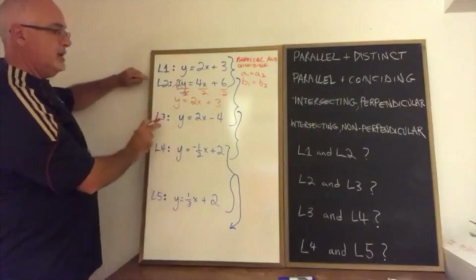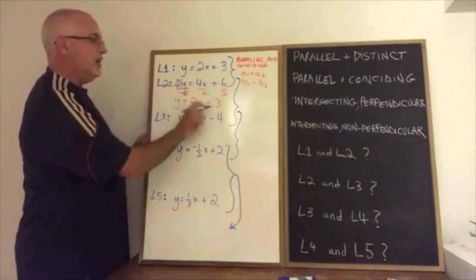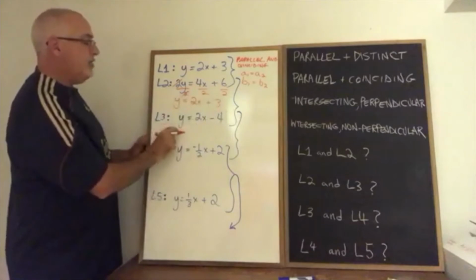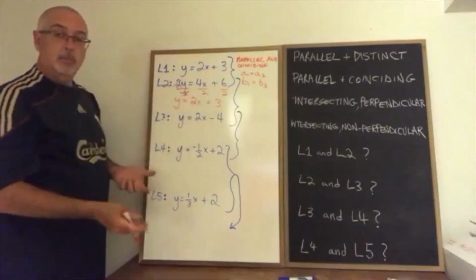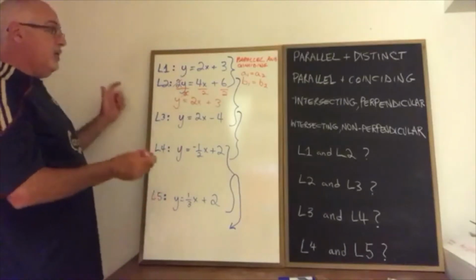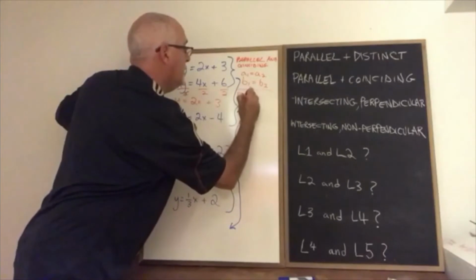Let's move on to the second question, which is lines 2 and 3. We already have line 2 simplified. It's y equals 2x plus 3, and line 3 has y equals 2x minus 4. A2 equals A3. The slopes are the same. So I know they're parallel. I'll start writing my answer. Parallel.